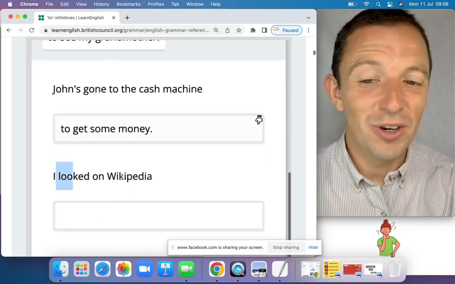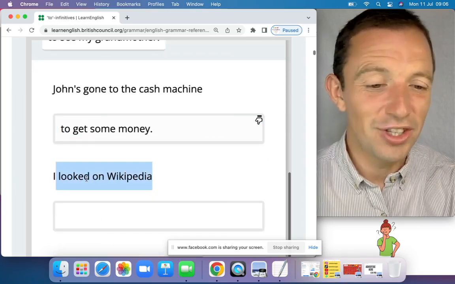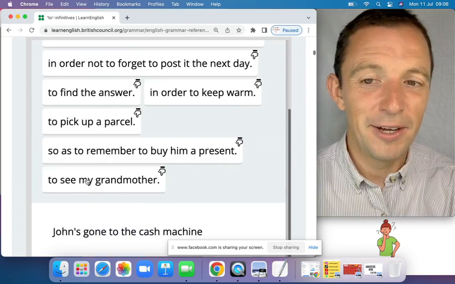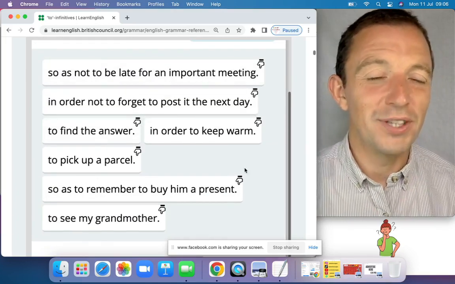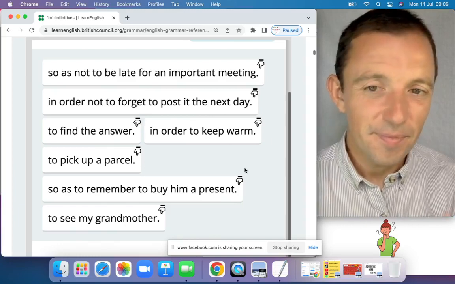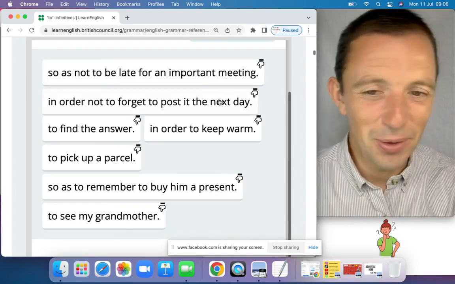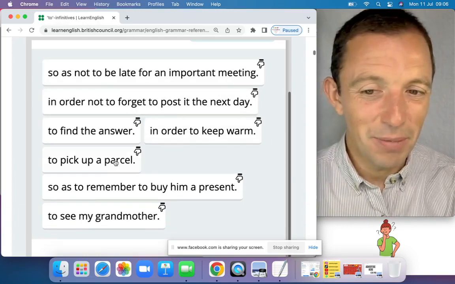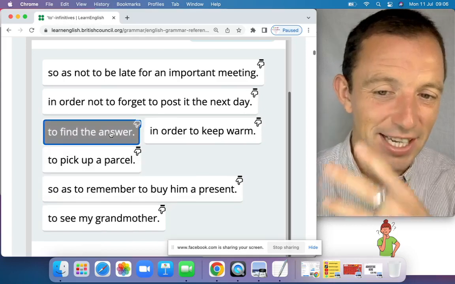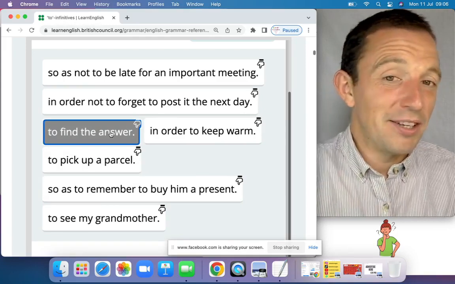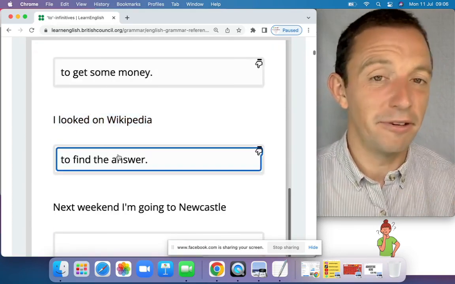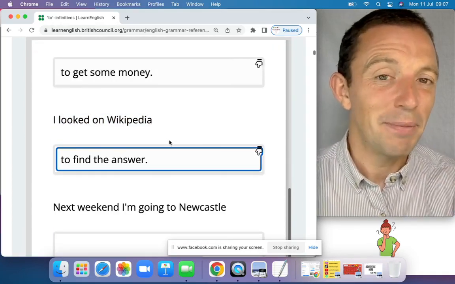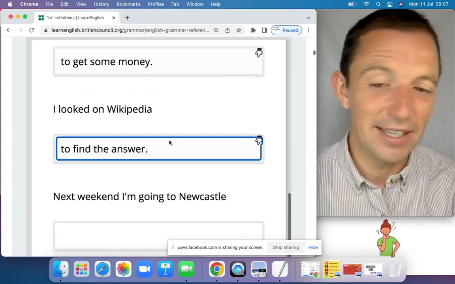Okay, I looked on Wikipedia. What do you think? No, no. This one, no. Pick up a parcel, no. I think the answer is, I looked on Wikipedia to find the answer for a question, because that's typical. Wikipedia is full of information, and Wikipedia typically has the answer for most things.